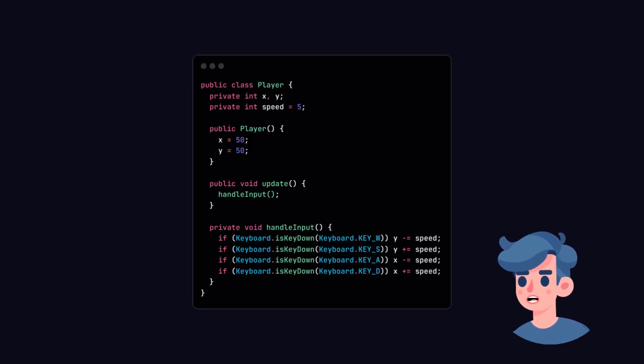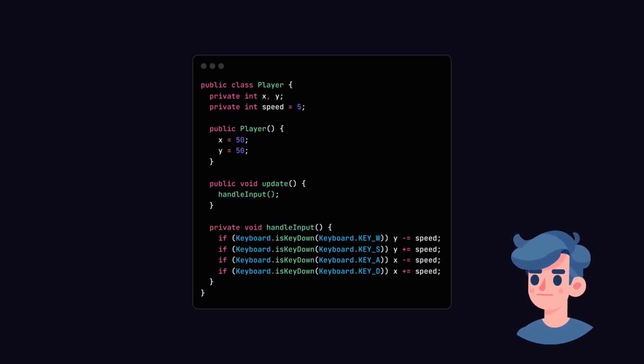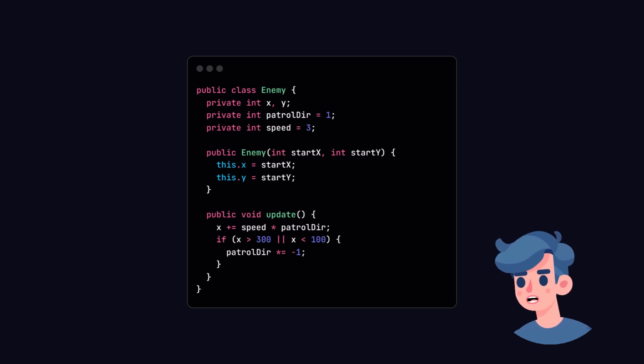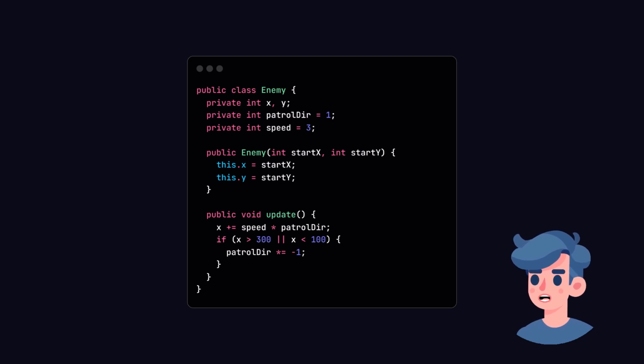Next, let's implement our player class. The player will have properties such as position and movement speed. Create a new class named Player with a position variable and a method for updating the player's position based on user input. Now, let's create our enemy class. The enemy will have a simple AI that allows it to patrol a set path. Once we have that, we will update the enemy's position in the game loop.